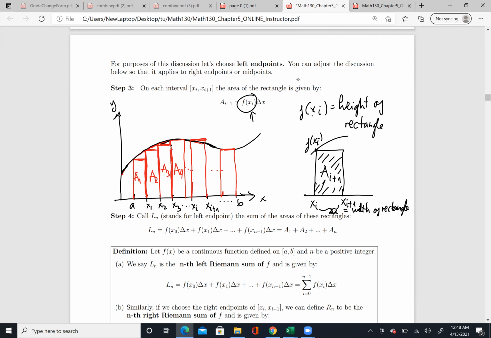See. So then the area here is going to be delta x multiplied by the height. Here is delta x. Right? The distance between x_i and x_{i+1} is going to be delta x. And the height is going to be f(x_i). So the area should be f(x_i) times delta x.